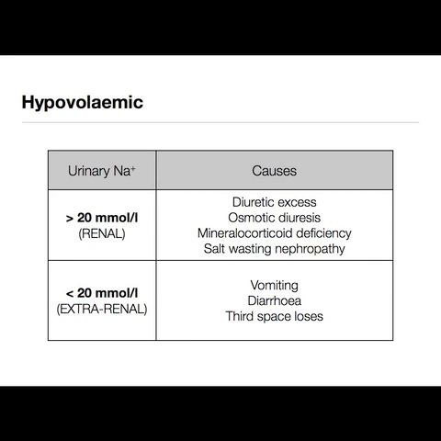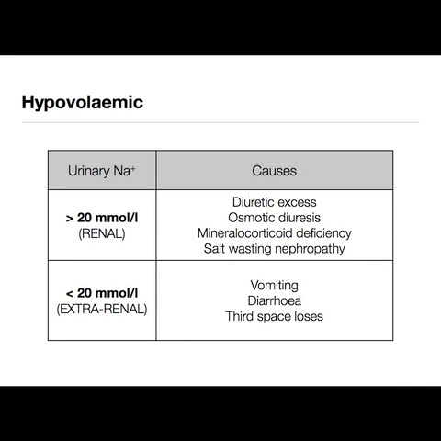In hypovolemic hyponatremia, it's possible to further subdivide based upon the urinary sodium. If the urinary sodium is greater than 20 millimoles per litre, this indicates that the source of hypovolemia, or the point of fluid loss, is the kidneys. And this tends to occur most often in the situation of diuretic excess, osmotic diuresis, perhaps secondary to diabetes, mineralocorticoid deficiency, where of course you would also find a raised potassium, perhaps in an Addisonian picture, and finally some rarer causes such as salt-wasting nephropathies and renal tubular acidoses.